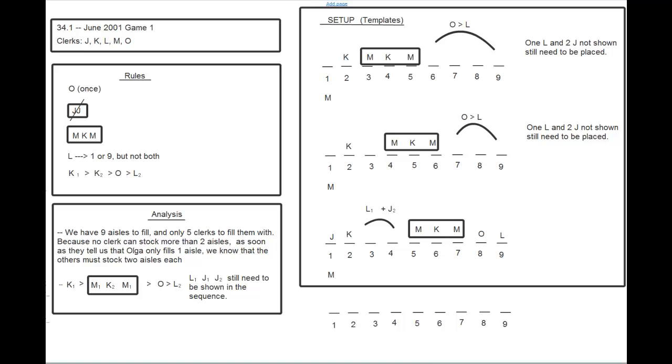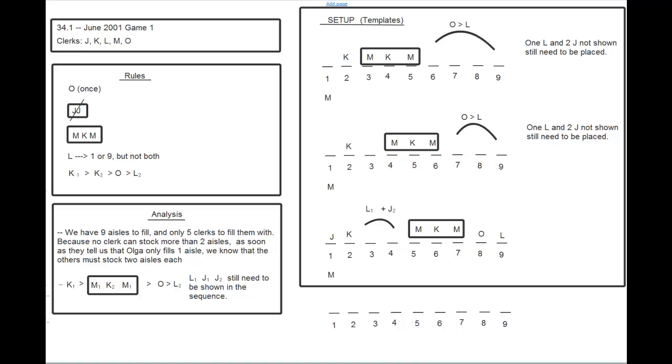Let's look at number 4. Which one of the following is a complete and accurate list of aisles, any of which could be one of the aisles Manny stocks? So some people have trouble with the wording on this kind of a question, but what they're saying is, give me the complete and accurate list of all the aisles that could possibly be stocked by Manny.